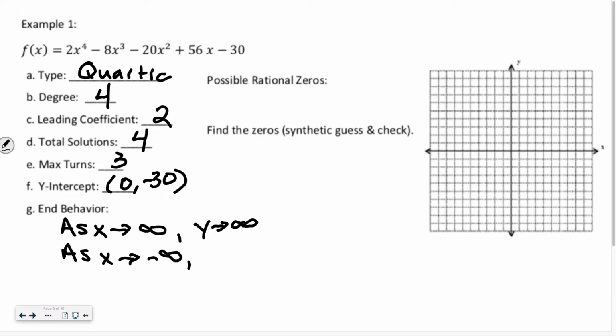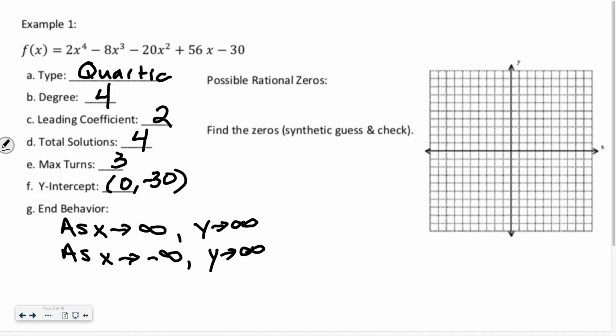To determine my left hand behavior, look at the degree. The degree is 4, even. So what should my left side be doing? Also approaching positive infinity, right? Okay, got both my hands up. So now I know what the ends of my graph are going to look like, right? Arms up in the air. All right, now we're going to do some new stuff.